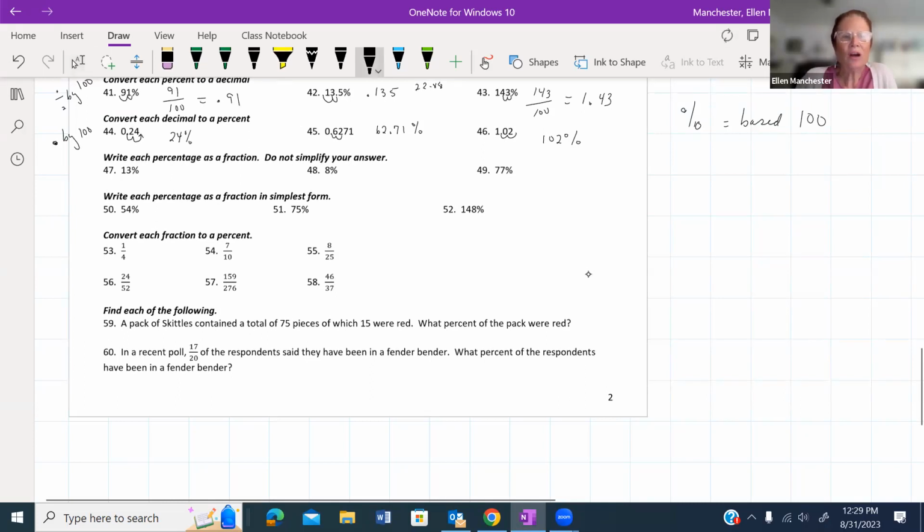And so since you already know on 47 that you're going from 13% to a fraction, you know you're dividing by 100. So it's super easy to write a percentage as a fraction. And then it says don't simplify your answer, so we don't have to worry about reducing. 8 over 100. 77 over 100.